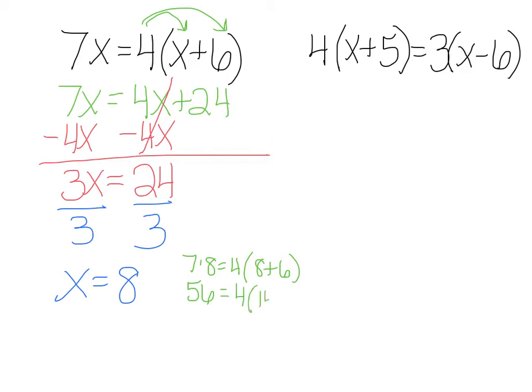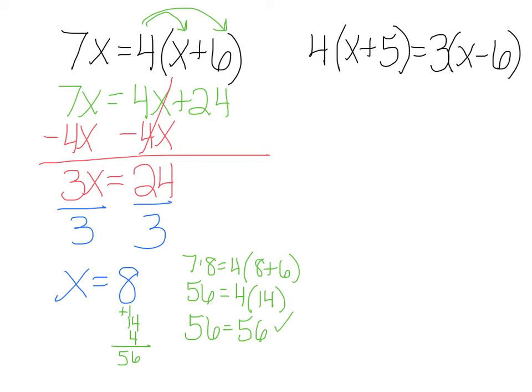Well, 7 times 8 is 56, and we have that equal to 4 times 8 plus 6, which is 14. Well, 14 times 4, if you need to do that math on the side, 4 times 4 is 16, 4 times 1 is 4, plus 1 is 5, and we get 56 equals 56. So we did it right. For this next problem, I want you to pause the video and try it on your own.